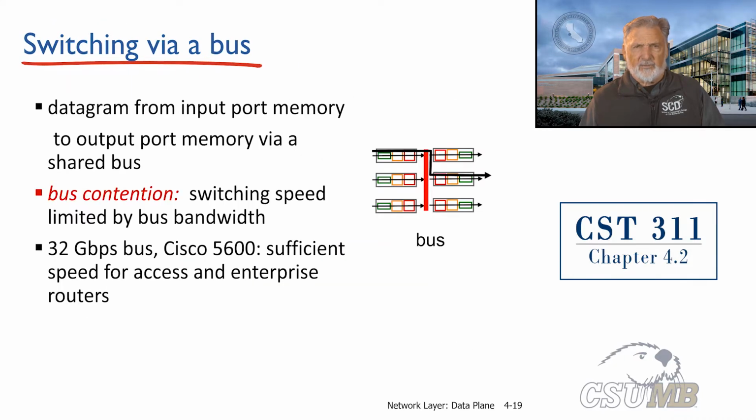In the next generation of routers, each port has its own memory and packets are moved on a shared bus. The port operations are faster, but the switching speed is still limited by the bus bandwidth. Still, with large enough bus bandwidth, routers with this hardware are robust enough to handle the routing required for access and enterprise routers.